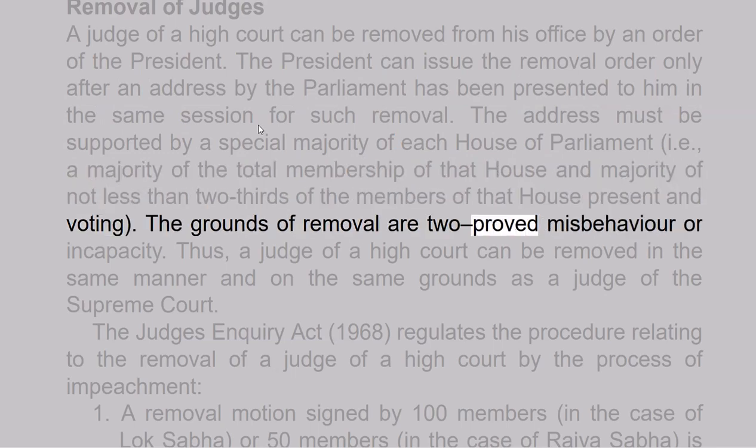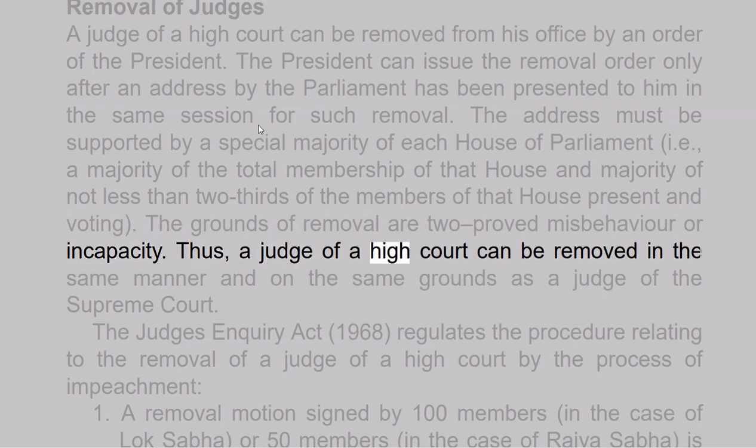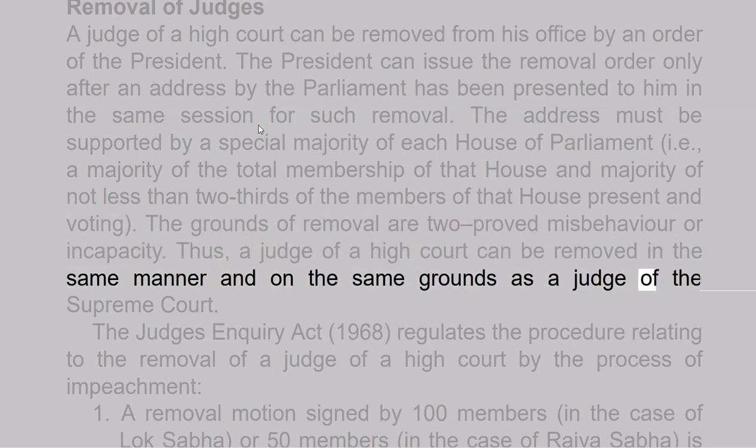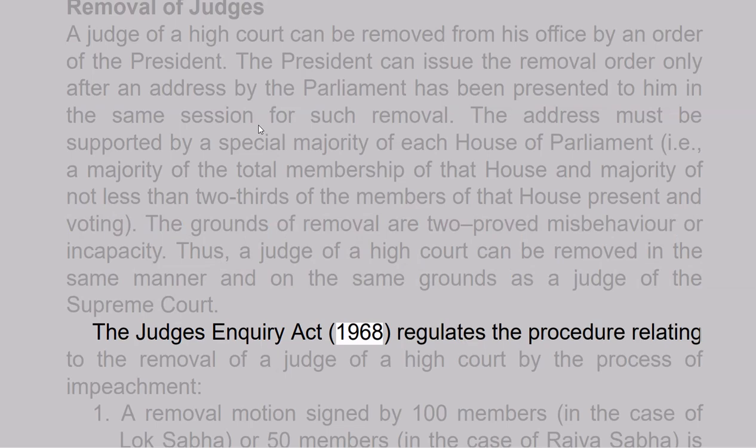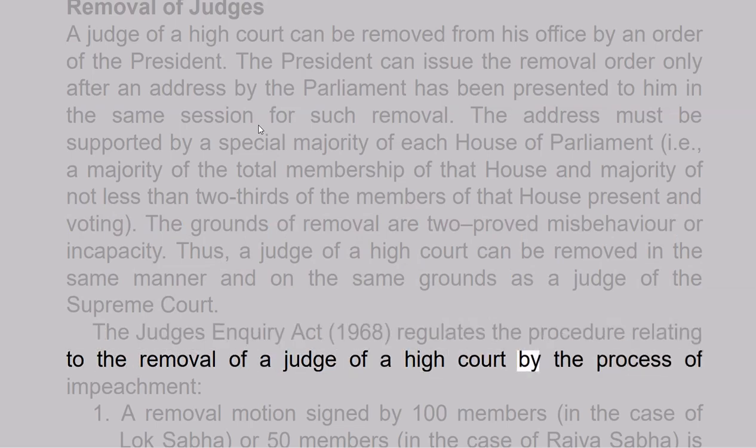The grounds of removal are proved misbehaviour or incapacity. Thus, a judge of a High Court can be removed in the same manner and on the same grounds as a judge of the Supreme Court. The Judges' Inquiry Act, 1968, regulates the procedure relating to the removal of a judge of a High Court by the process of impeachment.